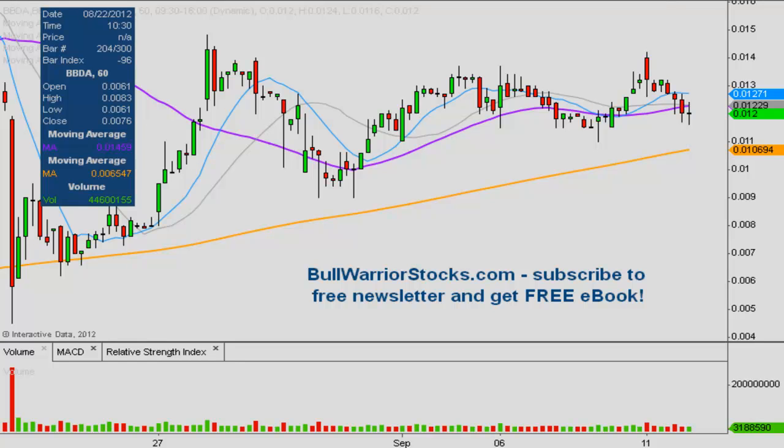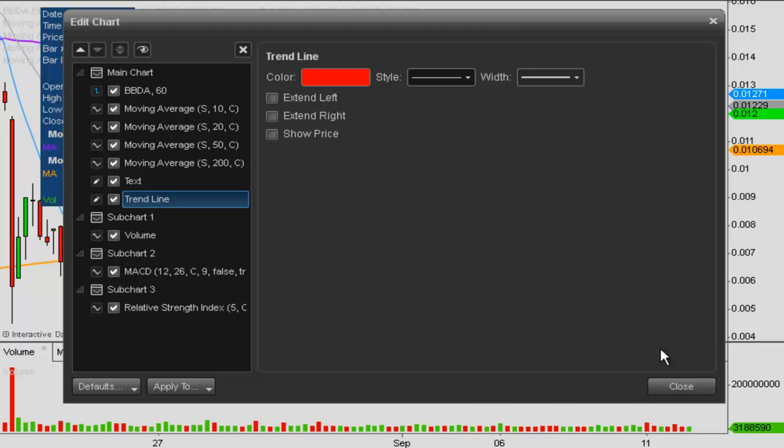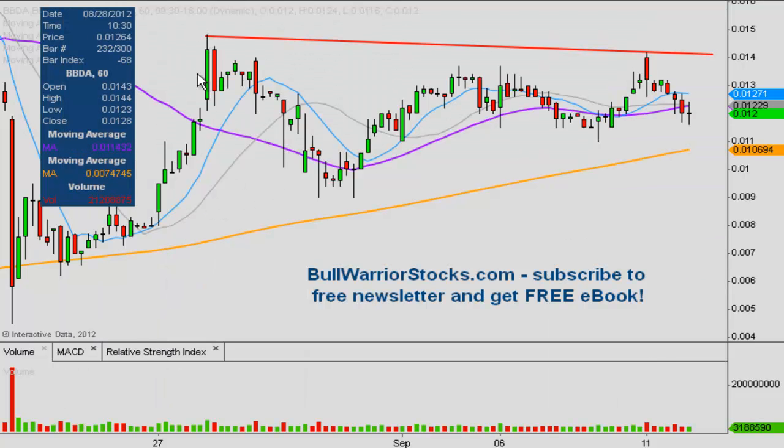Now, as for the resistance portion of the trend line, we're just going to draw this right here. I'll change this to red to represent the resistance portion of the pattern. But as you will see, we have ourselves basically a symmetrical triangle, wedge, whatever you want to call it. Whether it be a symmetrical triangle or a wedge, both are bullish.